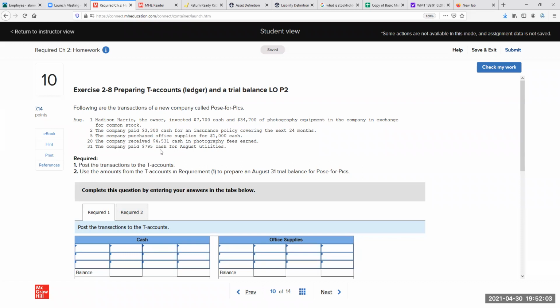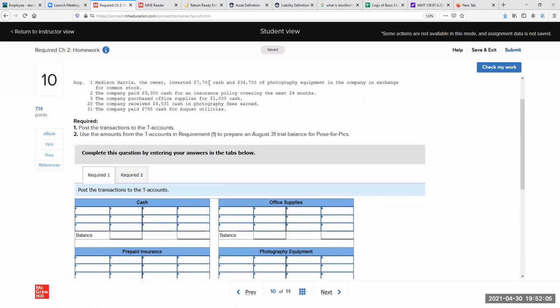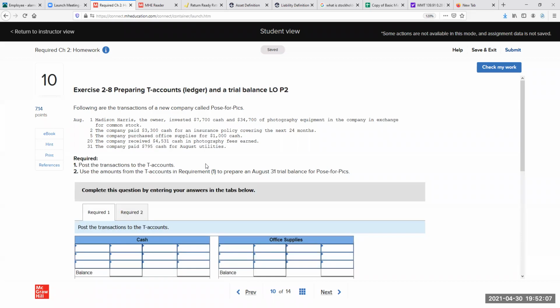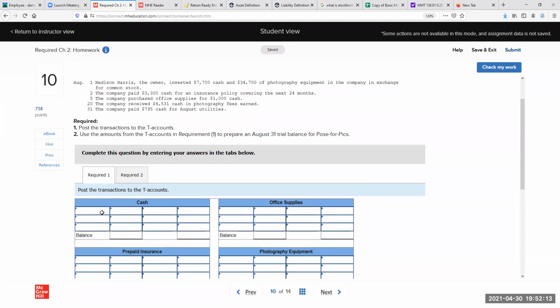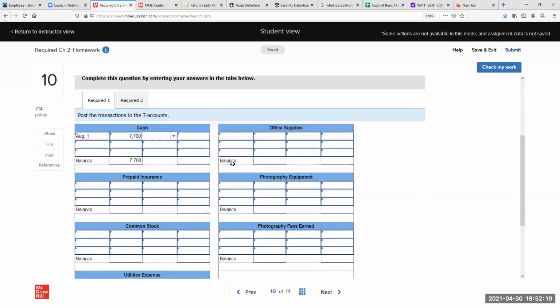Now here, I want you to put these in the T accounts. So let's do the first one. Madison Harris, the owner, invested 7,700 cash on August the 1st. August the 1st. How much cash did she put in? 7,700 and 34,500 of photography equipment. 34,700, I think it was.